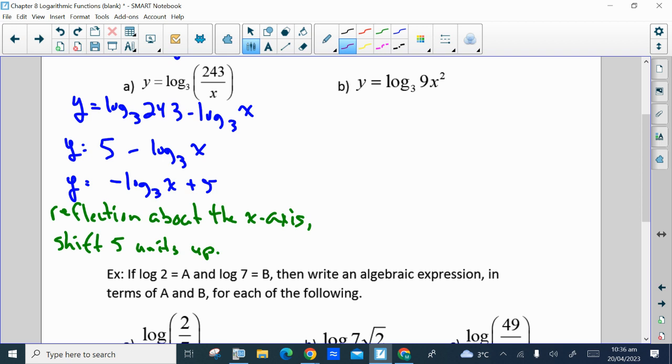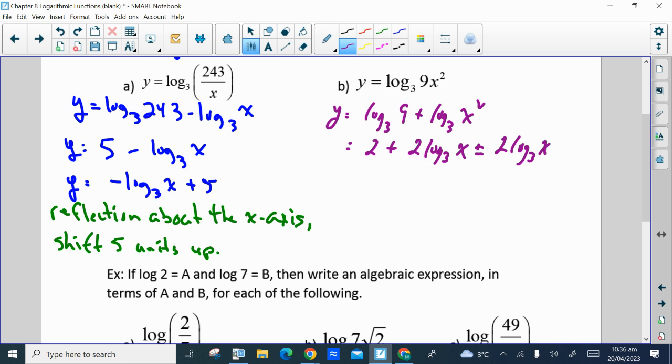So we need to do the same thing for part B. We need to expand it out. And because it's 9 times x squared, we would have log base 3 of 9 plus log base 3 of x squared. Log base 3 of 9, that's asking 3 to what power is 9? The answer is 2. For the second term, the exponent of 2 comes in front as a coefficient. So it'll look like that. And if we write it in the format that we're used to working with, we move that plus 2 to the end.